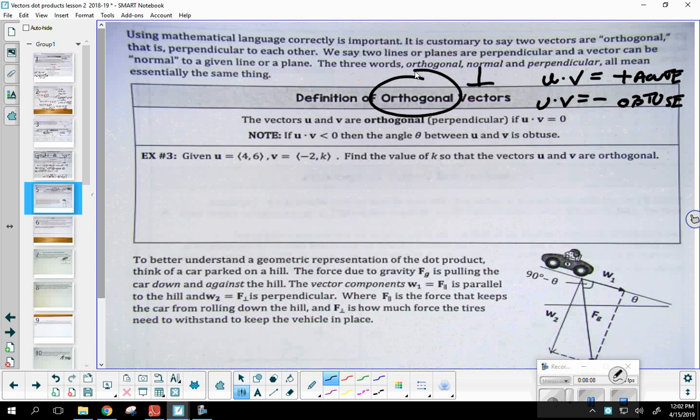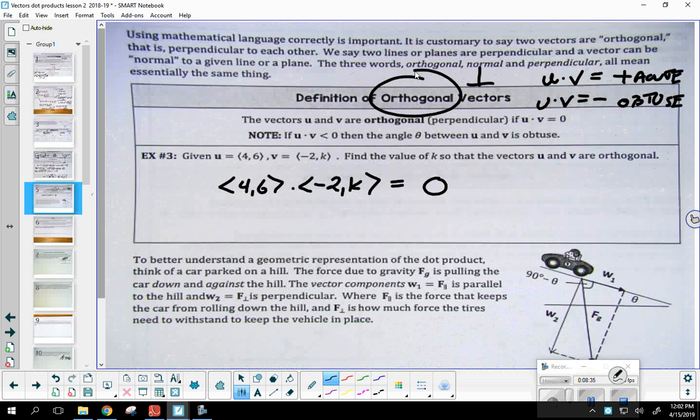Well, let's see here. If it's going to be orthogonal, meaning these are going to be creating a right angle between them, when I multiply them, it has to equal 0. So let's set that up. Let's say 4, 6 times negative 2, k. If I multiply these two, it should be 0. So we're wanting to find the value of k that's going to make this true.